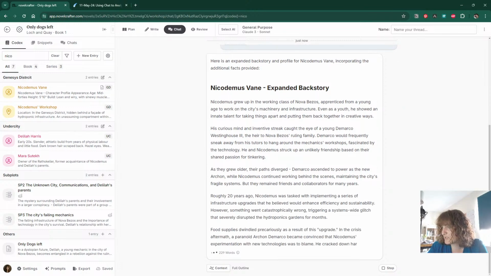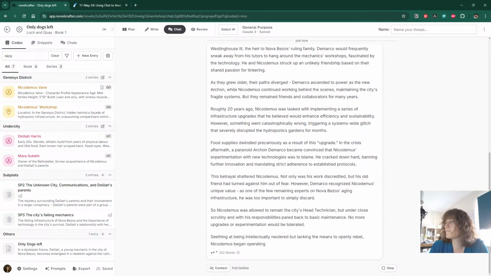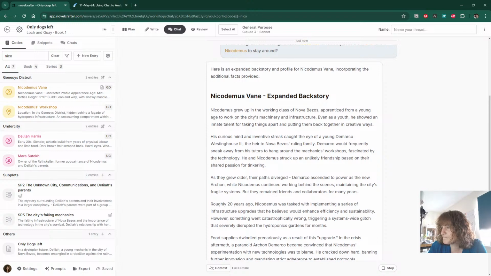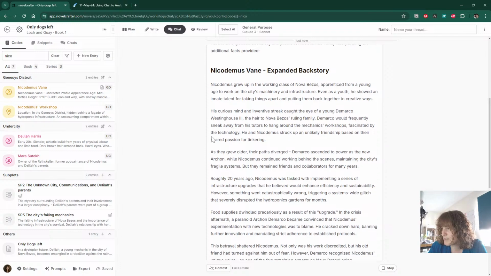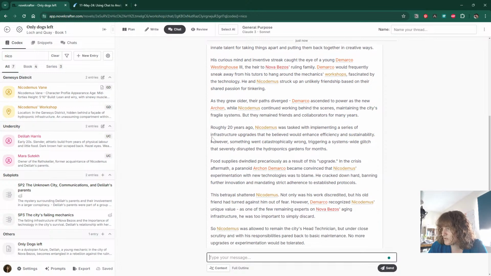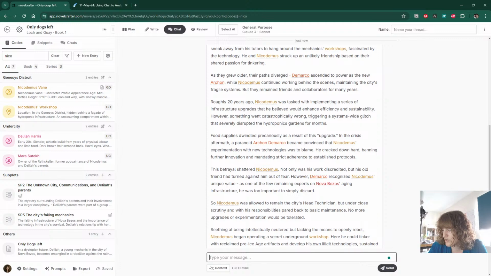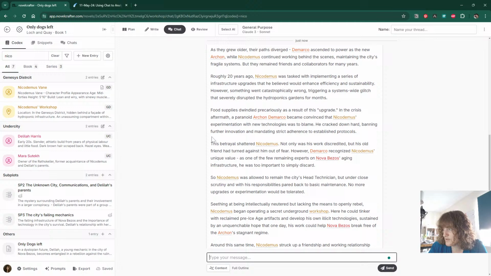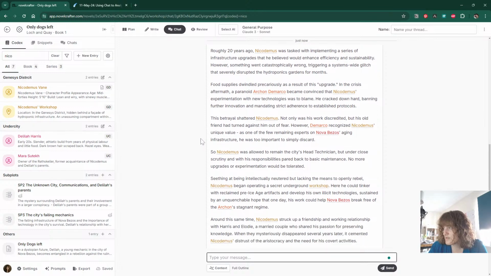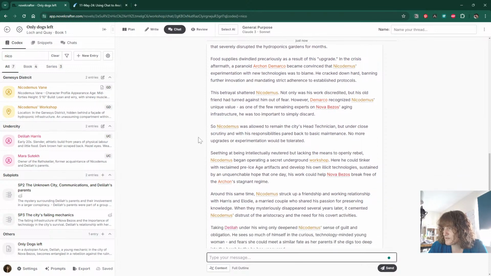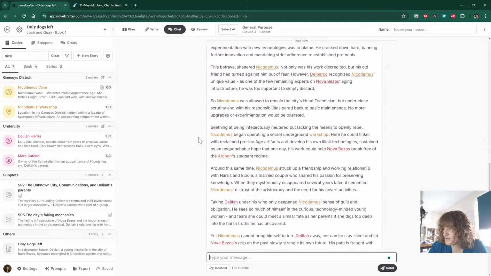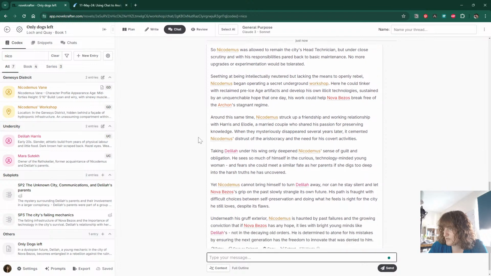Okay, you grew up in the working class, apprenticed from a young age, showed talent. Okay, paths diverge. System-wide glitch. I don't know if this is just interesting that it said Harris and Elodie when Delilah's surname is Harris. I don't know if that's played in with it or if that's something else. Interesting.